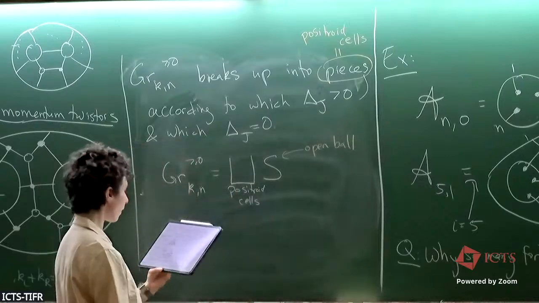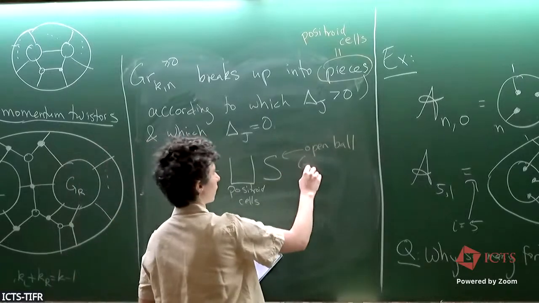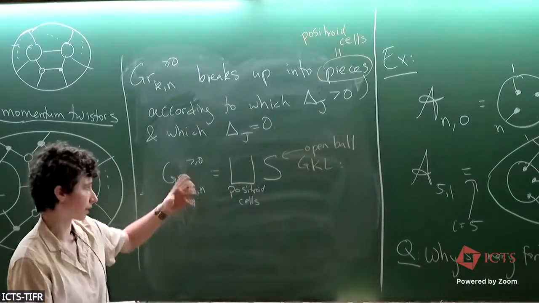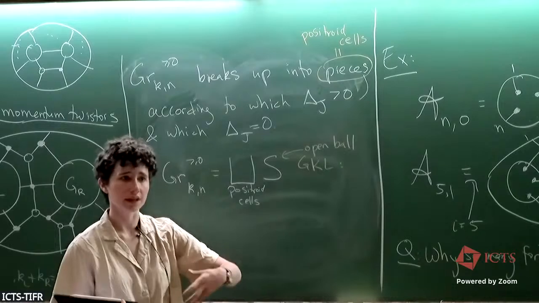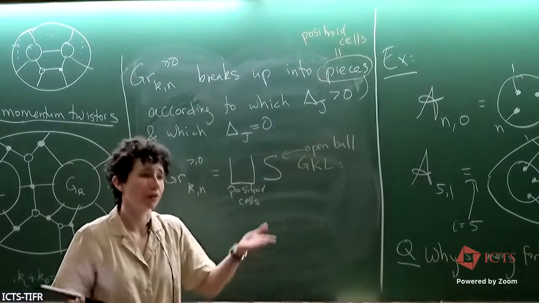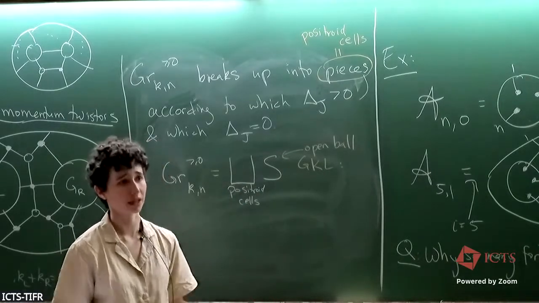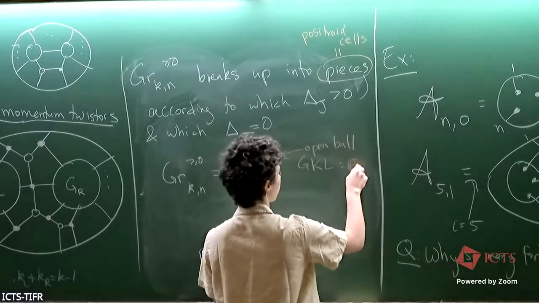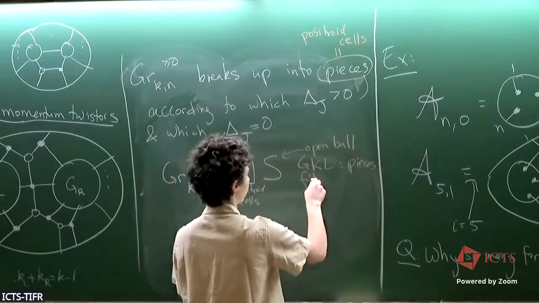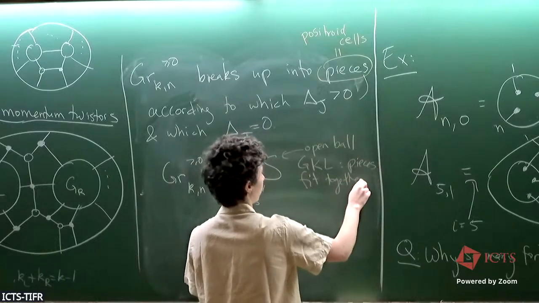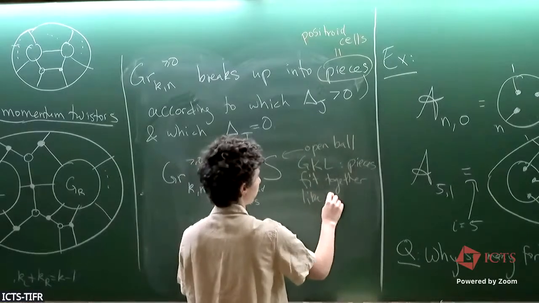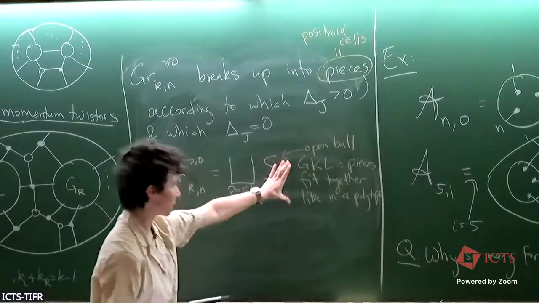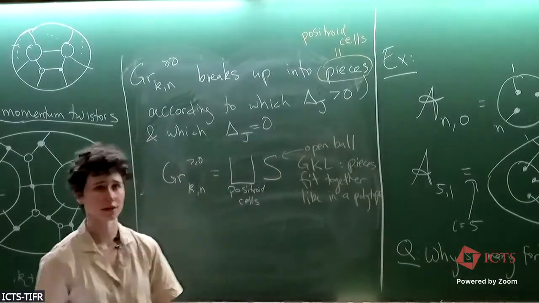And even better than that, Galashin, Karp, and Lam say that the way that these open balls all fit together is basically like a polytope. So it's not linear, but nothing too complicated is happening. These pieces fit together like in a polytope. There's a very precise mathematical statement here, but maybe I'll just leave it like this.